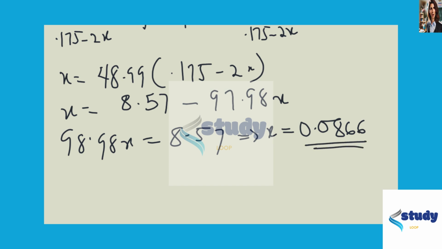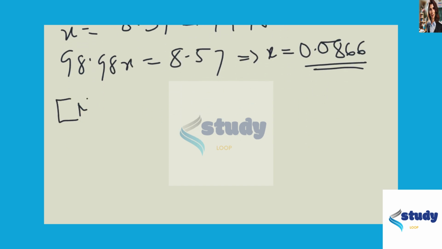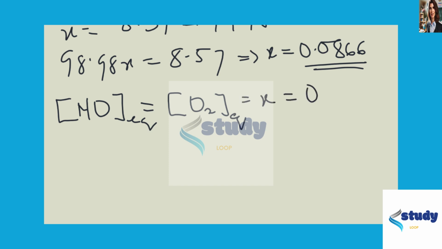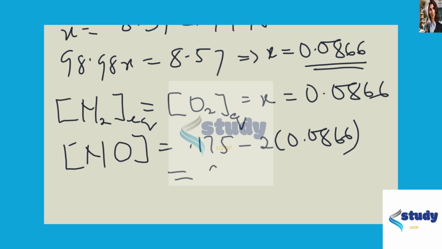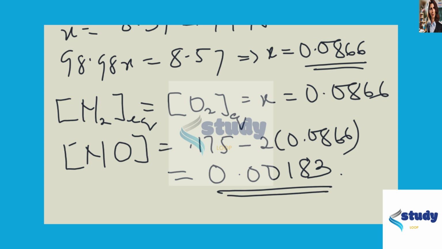0.0866. Hence, the equilibrium concentrations of nitrogen gas and oxygen gas, which equal x, will be 0.0866. Sorry, I said nitrogen oxide, but this should be nitrogen gas because those are products. The equilibrium concentration of nitrogen oxide is 0.175 minus 2 times that, and this will give us 0.00183. That's it. Those are the equilibrium concentrations of the respective gases. Thank you.